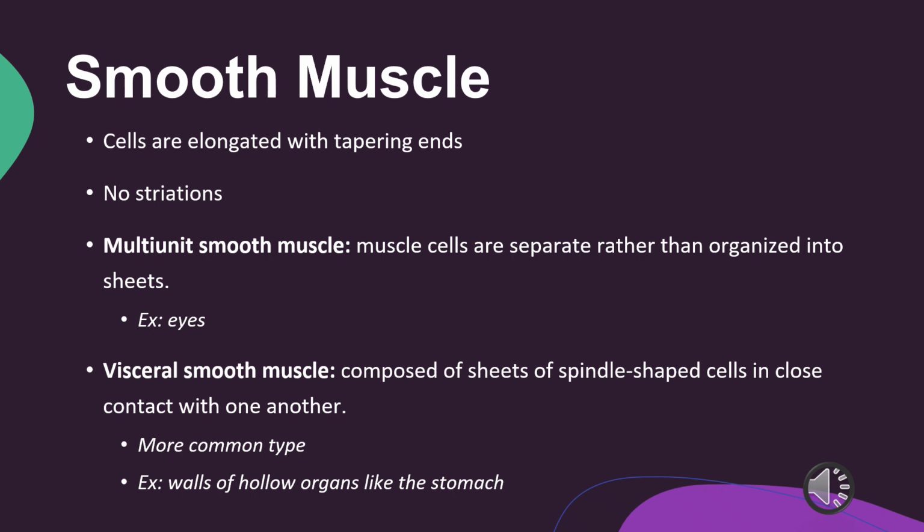Visceral smooth muscle is the more common type. The cells are organized into sheets and they're connected to each other so they can contract as a unit. This type is found in the walls of hollow organs like the stomach or the intestines. Together, these smooth muscles manage things like moving food through your digestive tract, controlling blood flow, and regulating internal pressure. They work silently and constantly to keep you alive.